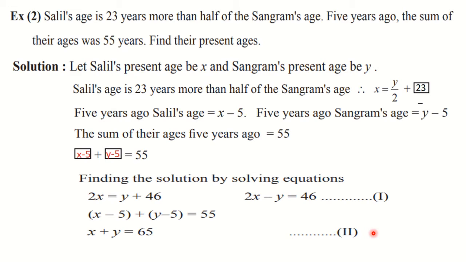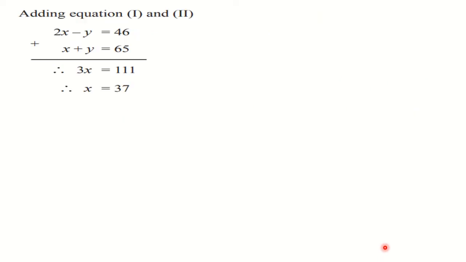Now the next step is to solve these equations. For that purpose you have to observe the coefficients. See, the coefficient of x is not the same, but the coefficient of y is the same, 1 in both the places. Also, we can observe the signs are opposite. This is minus here and this is plus here. So if we add these two equations, y will be eliminated and we will get the value of variable x. Okay. So let us add equations 1 and 2.